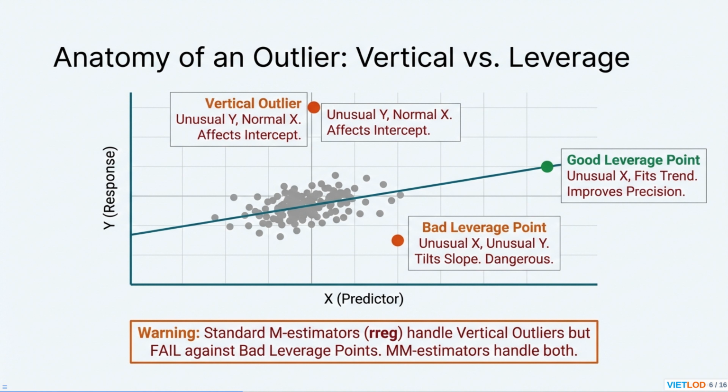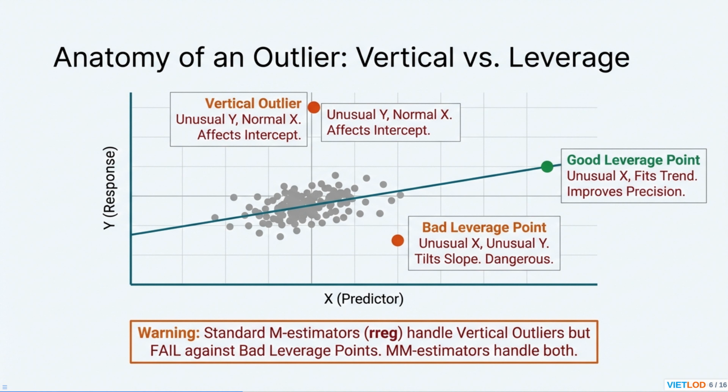Not all unusual data points are created equal. This slide breaks down the anatomy of different types of outliers and their distinct impacts on a regression model. A vertical outlier has an unusual y value, but its x value is within the typical range, primarily affecting the model's intercept. Then we have leverage points, which are observations with unusual x values. A good leverage point maintains the overall trend and, surprisingly, can even improve the precision of our slope estimate by extending the range of our predictor.